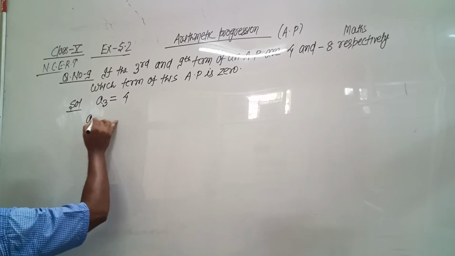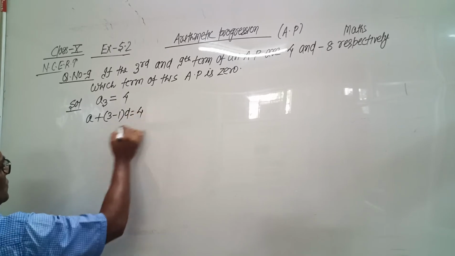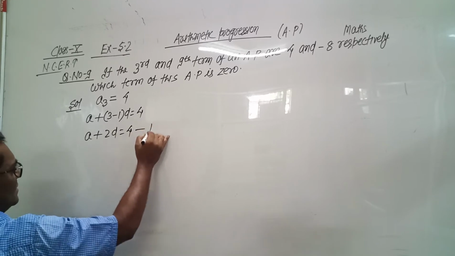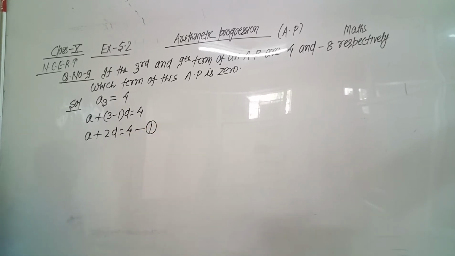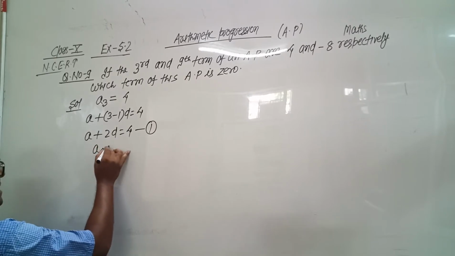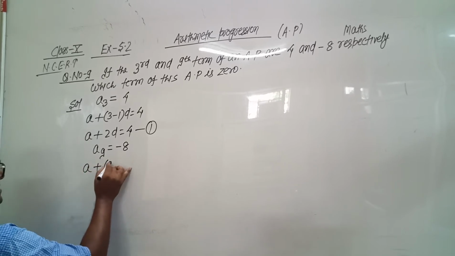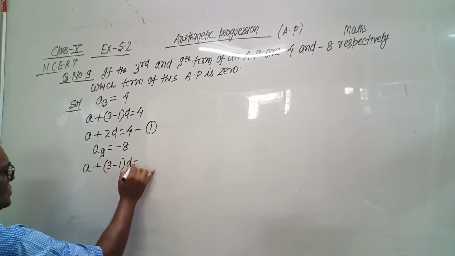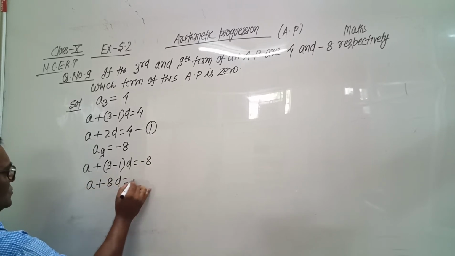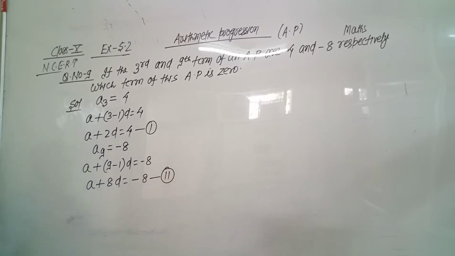Make the equation: A plus (3 minus 1) into D equals 4, so A plus 2D equals 4. This is the first equation. Then the ninth term is minus 8. So A9 equals minus 8, and we get A plus (9 minus 1)D equals minus 8, so A plus 8D equals minus 8. This is the second equation.